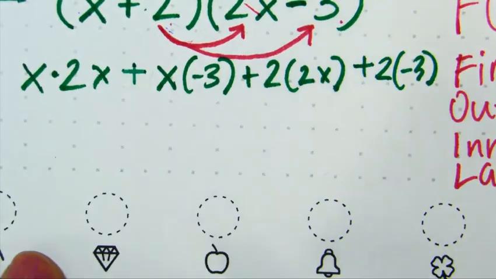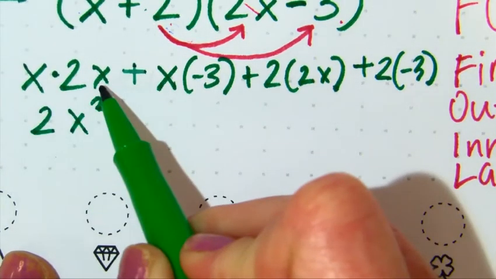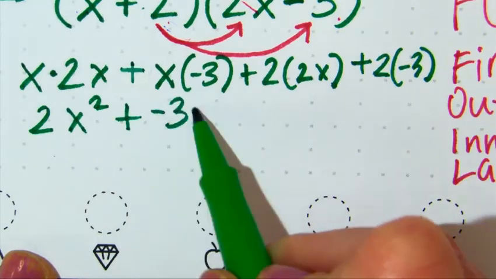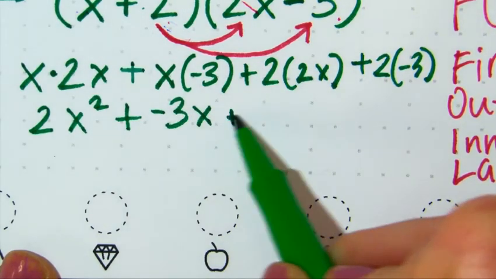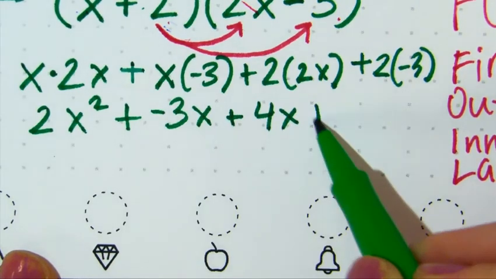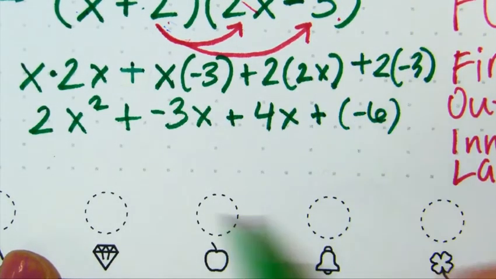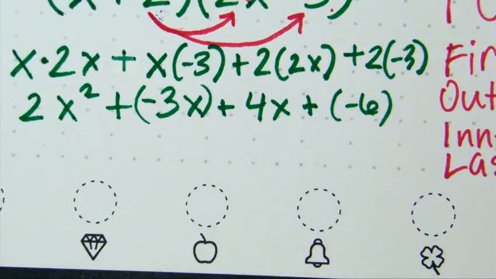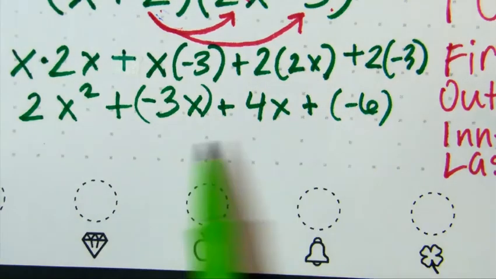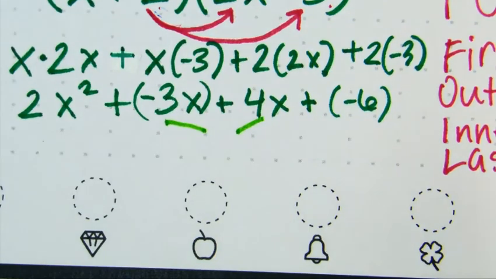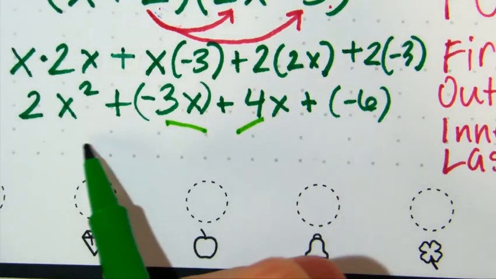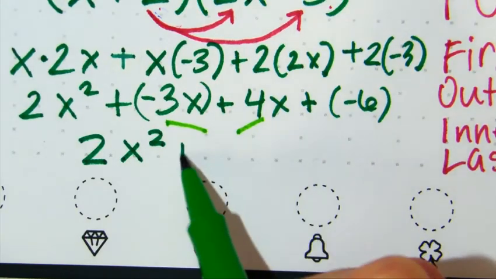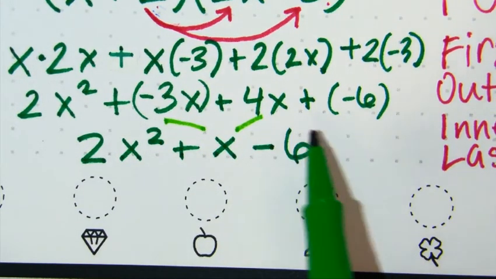And then we start multiplying. So this is 2x squared here, plus -3x, plus 4x, plus -6. Or you could say minus 3x, minus 6, either way. Now in cases like this, we do have some combining like terms that we have to do. These two terms are both x's, so I do need to combine those. So my final answer will be 2x squared plus x minus 6.